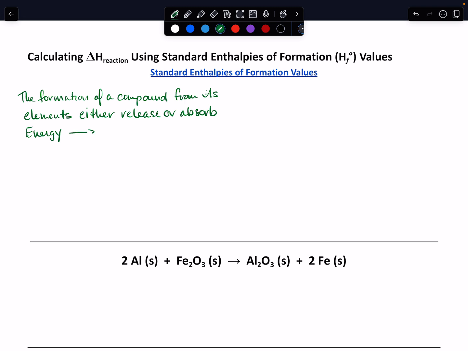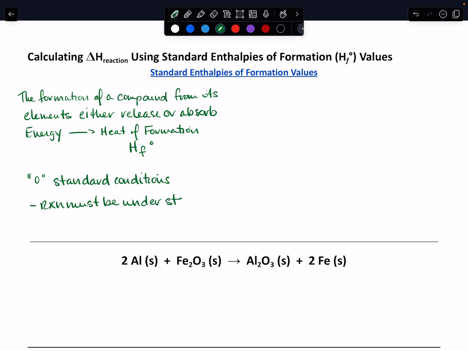The amount of energy is known as the heat of formation. All right, and we represent that with the, not delta, sorry, HF. I don't want you to confuse this with heat of fusion. This is heat of formation. This O tells us that we're under standard conditions. So if we use these values to determine the change in enthalpy for a reaction, that reaction must also be under standard conditions.